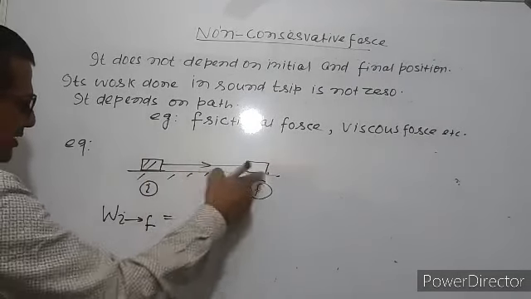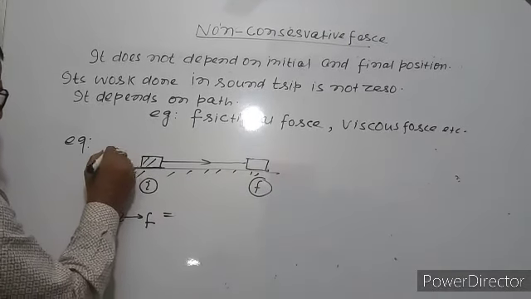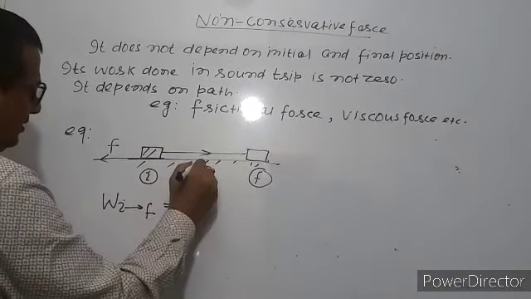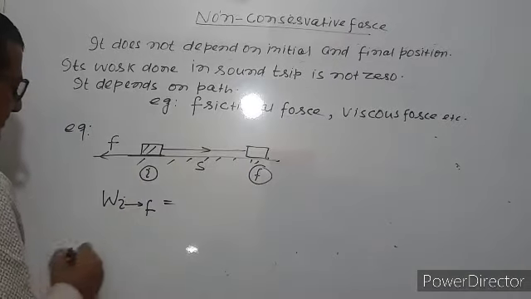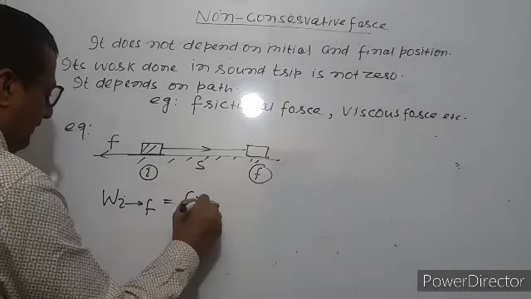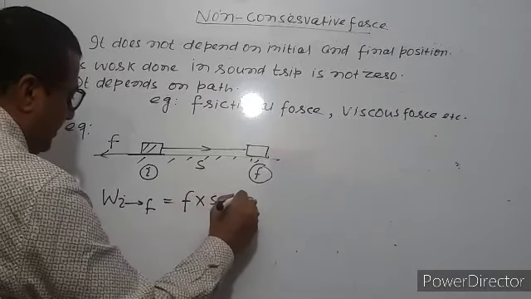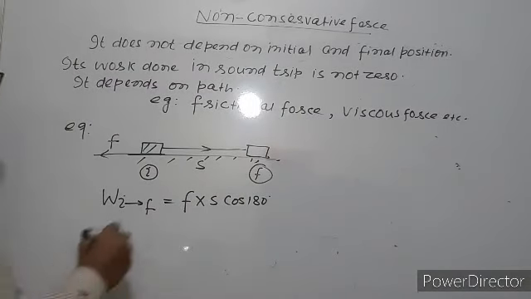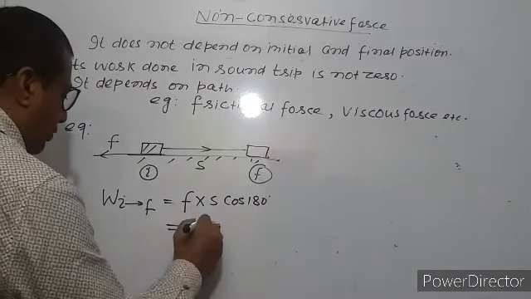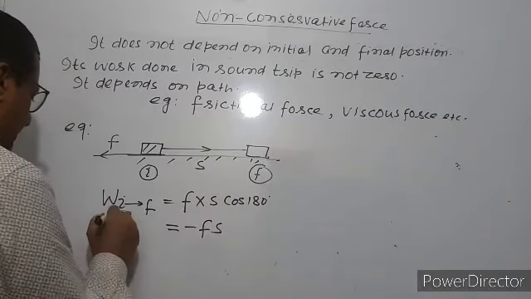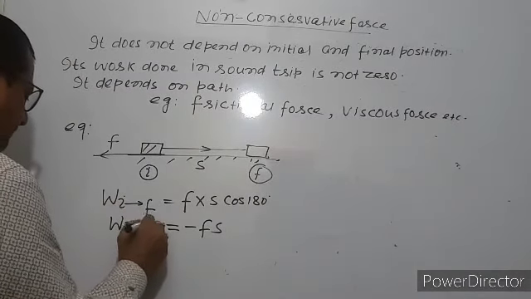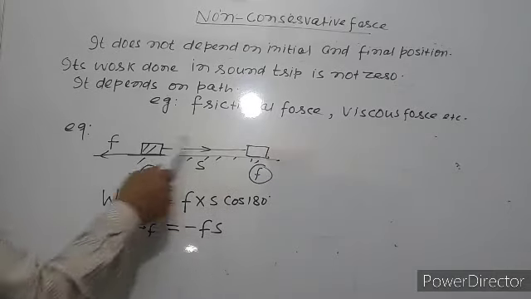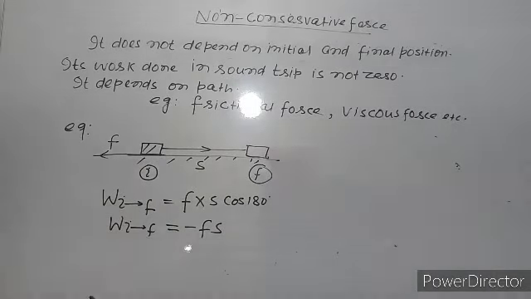When the body is going I to F, frictional force is acting in the opposite direction. This is the displacement S. So this will be equal to Fs cos 180 degrees. It means this will be equal to minus Fs, W I to F, because displacement and force are just opposite.